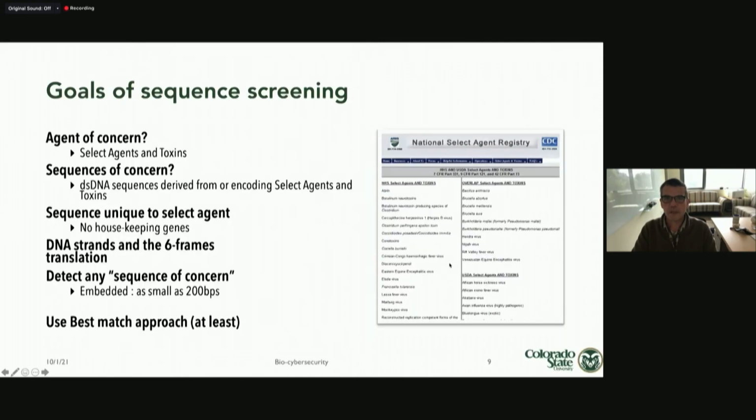So that's good. The goal of the sequence screening is essentially to detect sequences that may be embedded in gene synthesis orders that are specific to select agents and toxins. Select agents and toxins are a list of infectious agents that have been put together by the government that are particularly dangerous. It includes both DNA sequences, but also protein sequences. And they're looking for sequences that are only found in select agents and can be as small as 200 base pair.